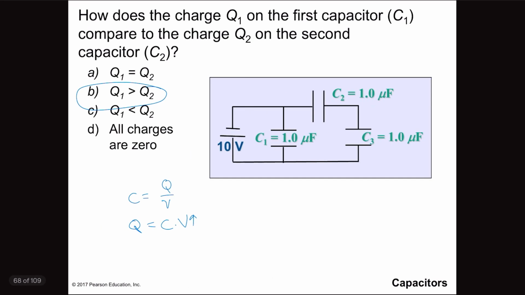You may be asking, how does the charge on C2 and C3 compare? Well, they're in series, so if we were just looking at those two, they would have the same charge, both less than what C1 gets.